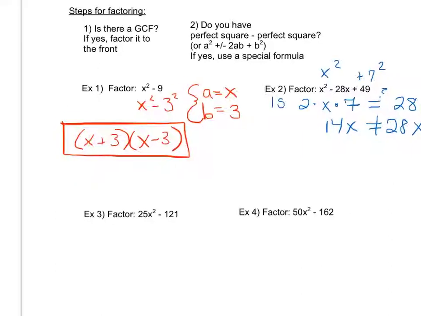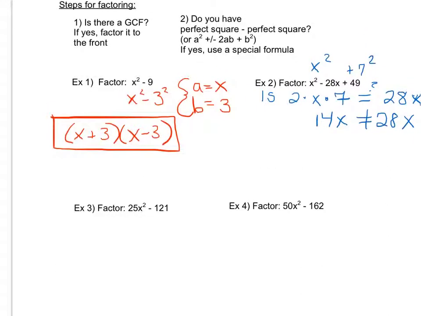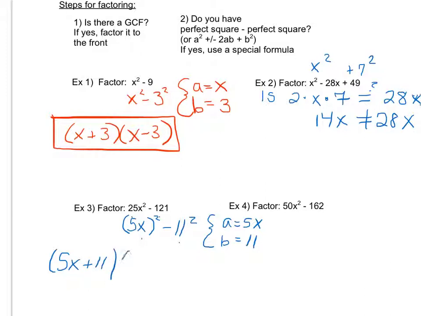Looking at the next 2 examples, I'm going to go through my same process on example 3. First thing I ask myself, is there a GCF? Doesn't look like there's anything that both 25 and 121 can be divided by. The next thing I'm going to ask myself, is this perfect square minus perfect square? Well, I notice that 25x squared is 5x squared minus 11 squared, so it looks like yes, it is. So I'm going to go ahead and say that I have a being 5x and b equaling 11, and I do have a squared minus b squared. Therefore, according to my formula, I have a plus b times a minus b. This is a formula you will be required to know.